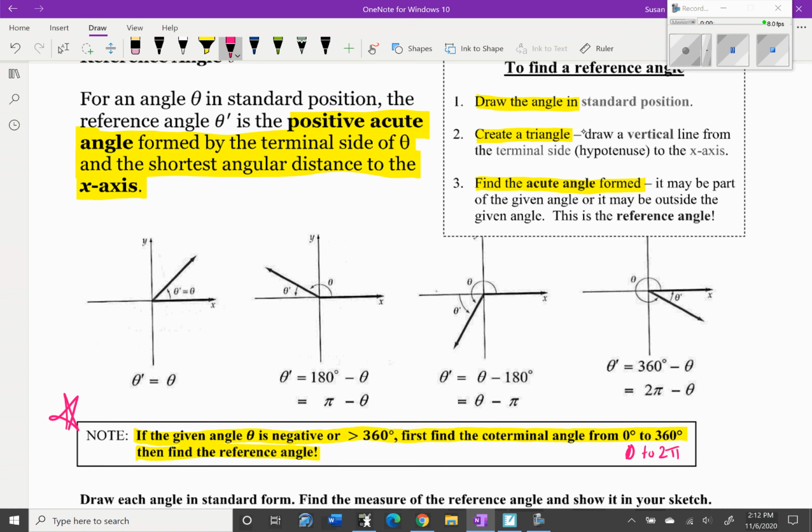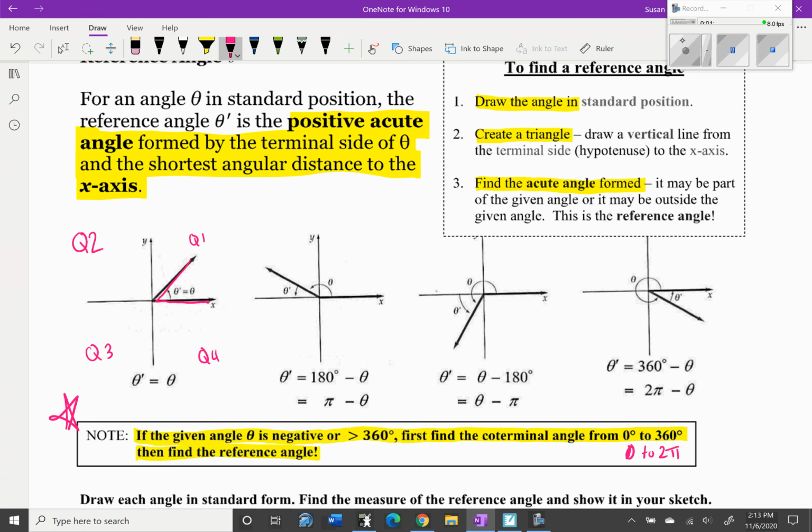So if we look at these pictures that we have here, remember this is quadrant 1, quadrant 2, quadrant 3, and quadrant 4. So in the first quadrant, if the angle that you're given is in between 0 and 360, that means that you have your acute angle. That means theta prime, which is the reference angle, is equal to theta. So this would be your reference angle and the given angle.